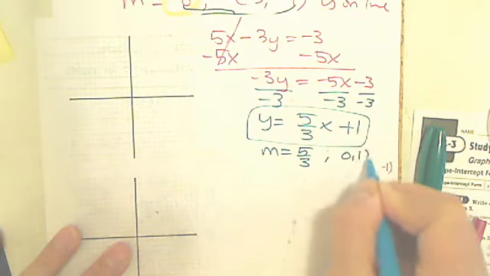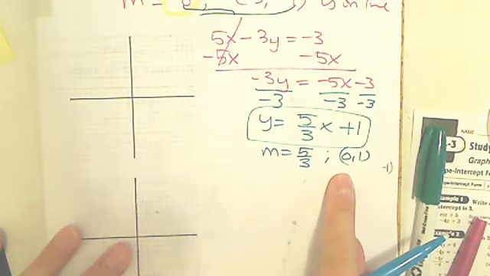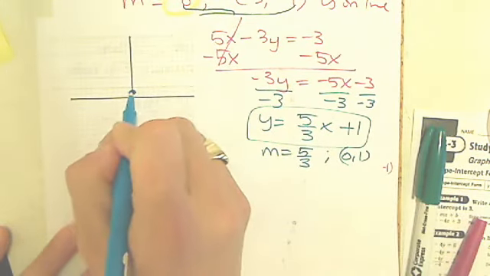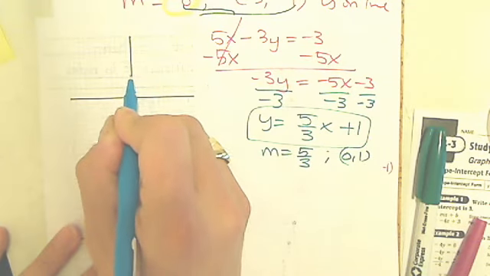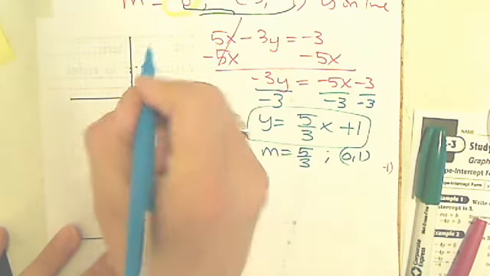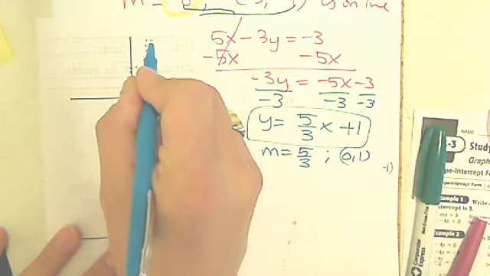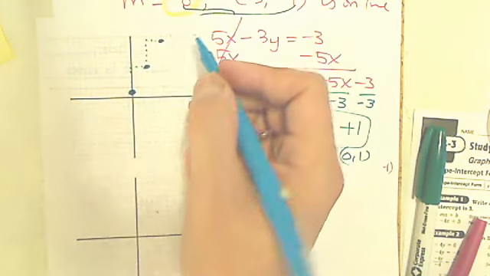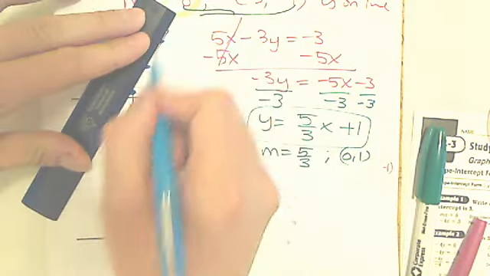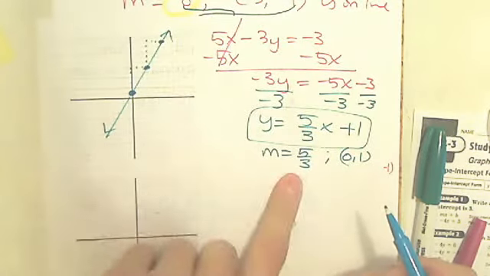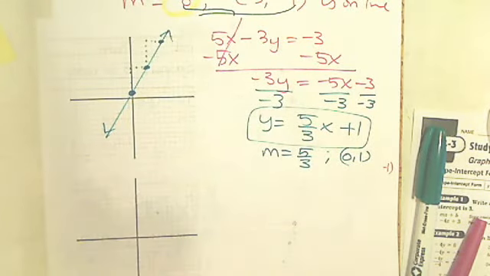The first one I graphed, 0, 1. Up 1, 2, 3, 4, 5. Over 1, 2, 3. Up 1, 2, 3, 4, 5. Over 1, 2, 3. So then you graph it. Positive slope, positive line. Boom. Done.